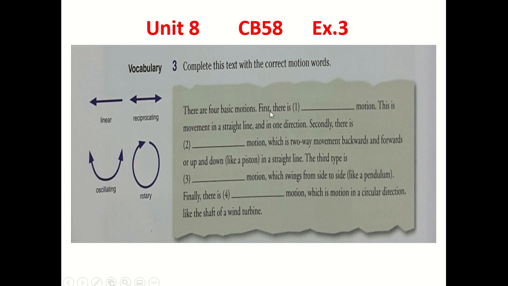So here we say first there is this motion, we don't know which one, but now when we read further, this is movement in a straight line and in one direction. So this one here is linear, straight line and one direction. So now do the rest. Number two, which words are we looking for? Here we have backwards and forwards, or up and down. So which one is it?